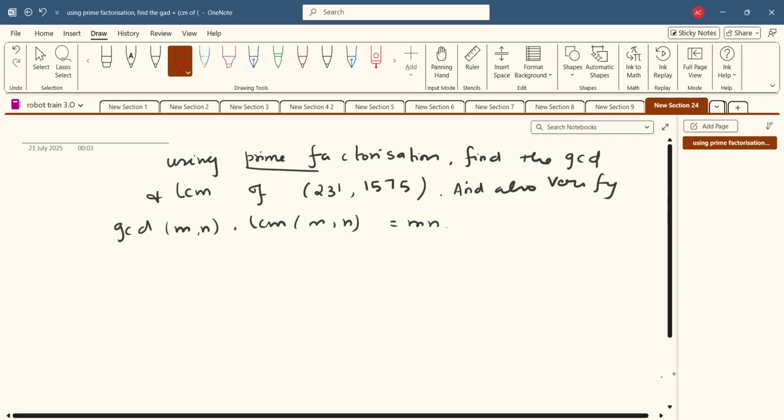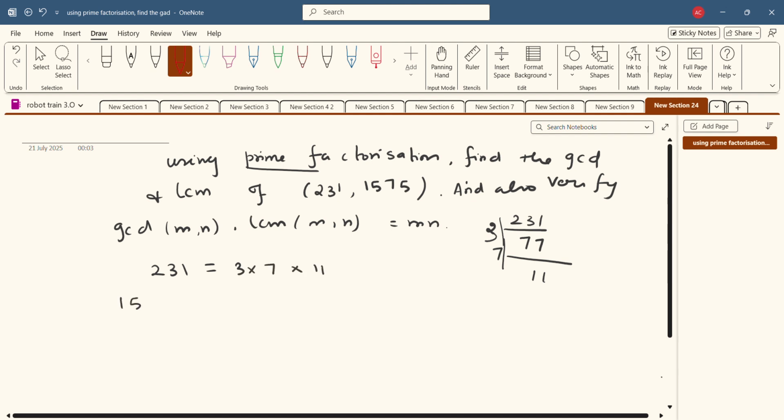First, you can write 231 as a product of powers of prime numbers. The least prime number is 2. Is it possible to divide by 2? No. So the next prime number is 3. 7 3s are 21, so yes, 3 divides it. Is another 3 possible? No. 5 is not possible. 7? Yes, it is possible. So it is 11. So 231 can be expressed in prime factors as 3 into 7 into 11.